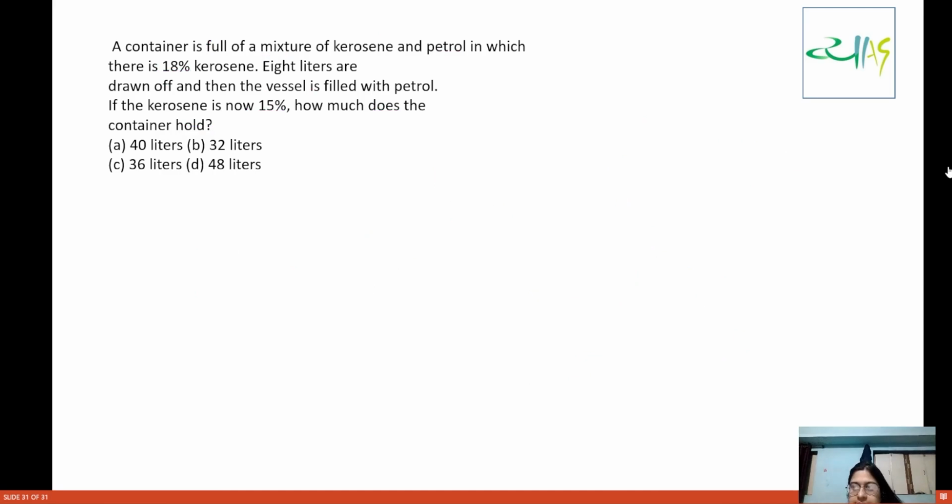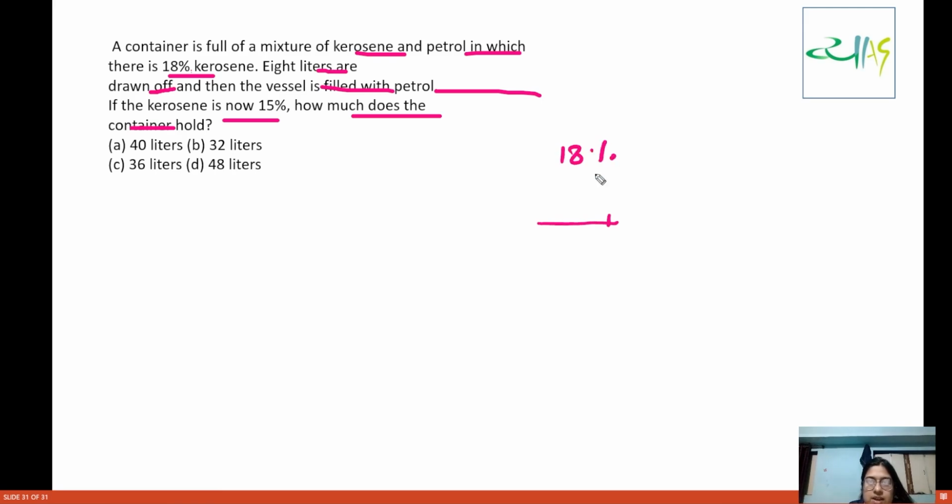A container is full of a mixture of kerosene and petrol in which there is 18% kerosene. 8 liters are drawn off and then the vessel is filled with petrol. If the kerosene is now 15%, how much does the container hold? So it is saying that you have 18% of kerosene, then 8 liters are drawn off and the vessel is filled with petrol. Now the kerosene is 15%.